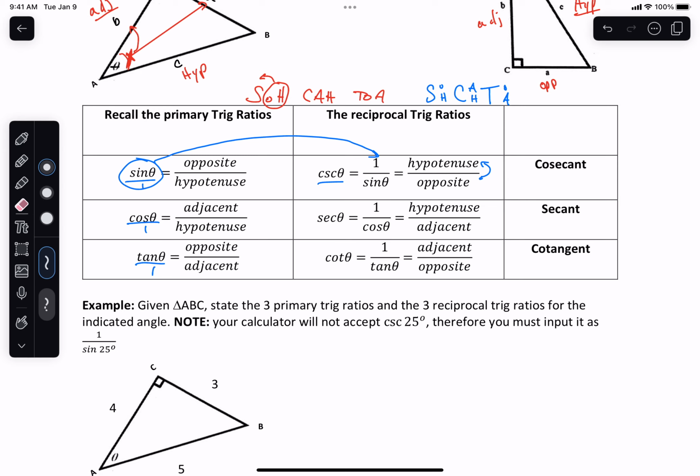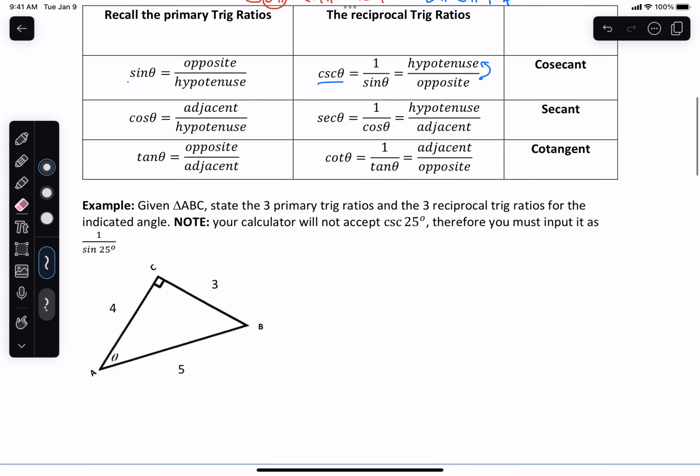I can show you where that came from, but anyway, what we're going to do now, if we go down to the bottom part, I want you to write out the 3 primary trig ratios and the 3 reciprocal trig ratios.